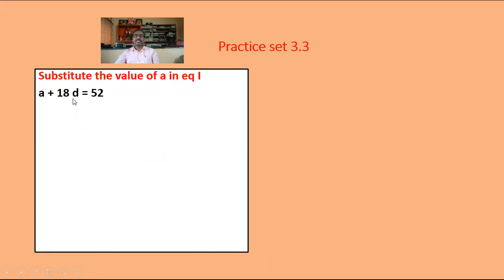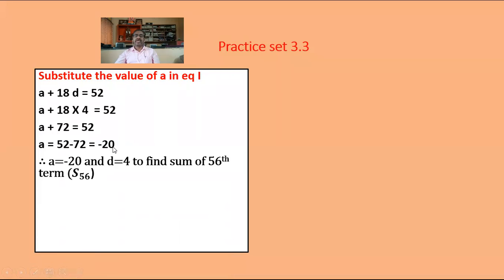a plus 18d is equal to 52. Therefore, substitute the value of d here. a plus 18 multiply 4 is equal to 52. a plus 18 into 4 is 72, equal to 52. 72 goes to the RHS, then we get minus. a is equal to 52 minus 72 is equal to minus 20. The greater number has a negative sign, so their subtraction is negative. Therefore, a is equal to minus 20 and d is equal to 4.